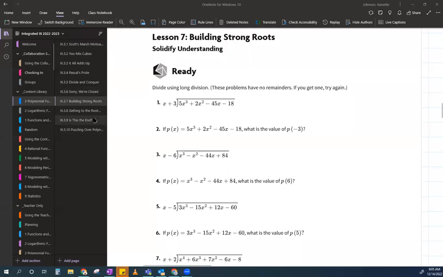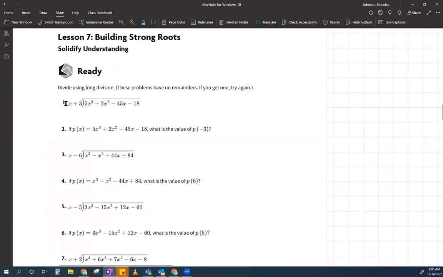Okay, so we're going to be talking about 3.7, ready, set, go, number 4. And what it says is divide using long divisions. And these problems have no remainders. If you get one, try again. So it says if P of X equals X cubed minus X squared minus 44X plus 84, what is the value of P of 6?